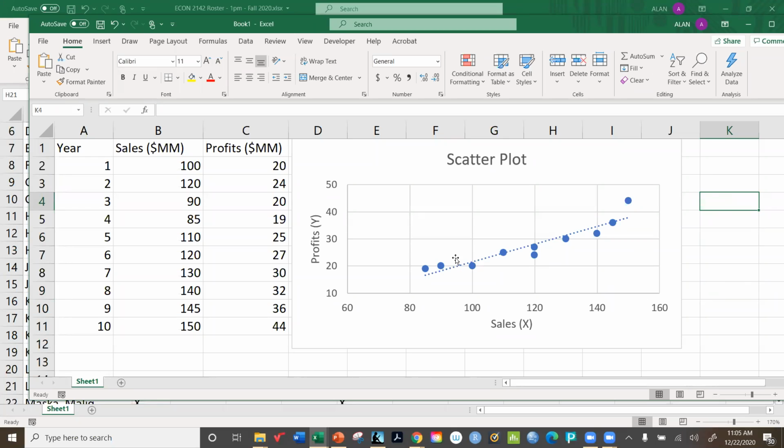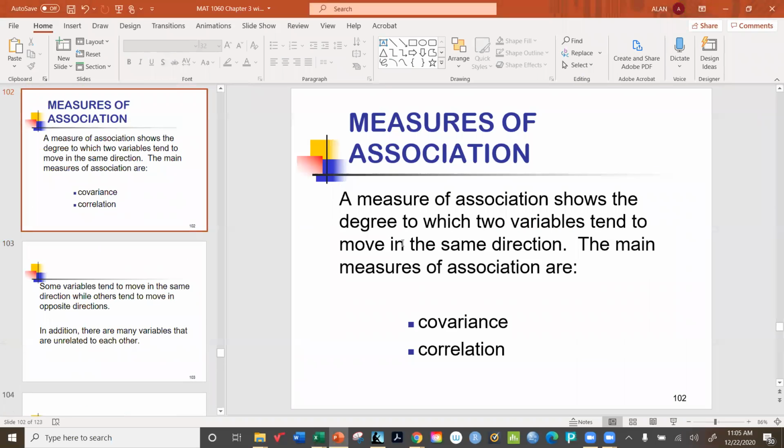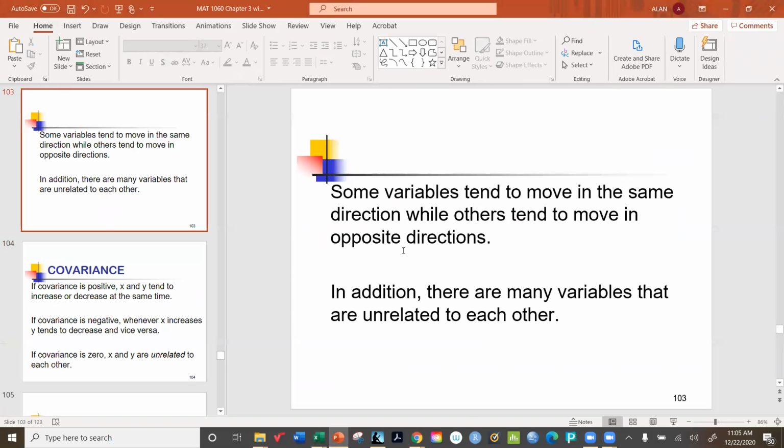Because you can see the points are not all directly on this line. So that means something else besides sales is driving these profits. But the relationship looks very, very close. So what I would like to be able to do is use the covariance and correlation measures to tell me how strong this connection is.